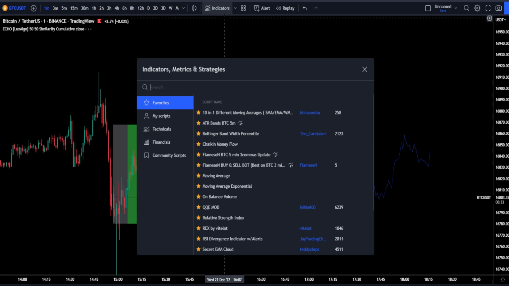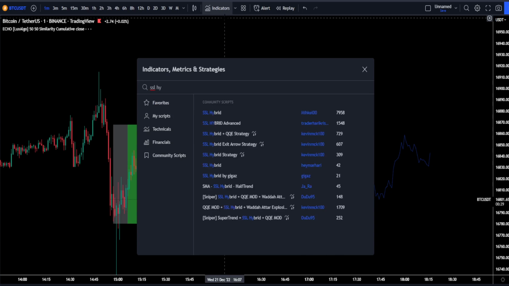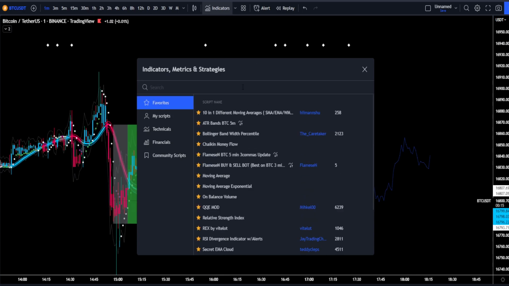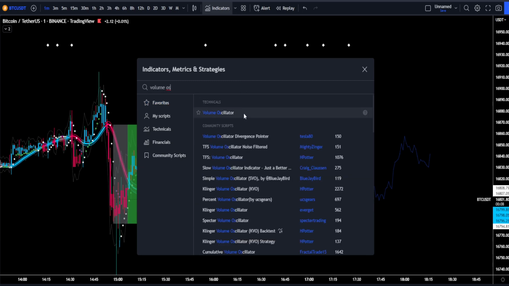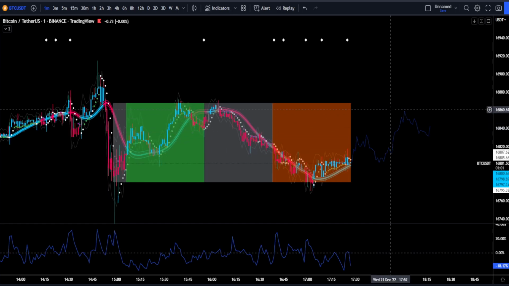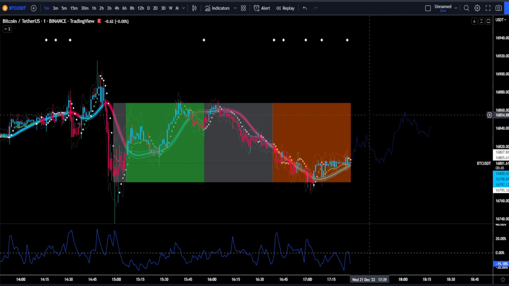So the second indicator we're going to be searching for is our SSL hybrid indicator, which is this one here by Michael. The third and final indicator we'll be adding to the chart is our volume oscillator, which is this one created by TradingView. These are all the indicators we need to use for this strategy. Now, to optimize the indicators for the strategy, let's actually change the indicator settings.